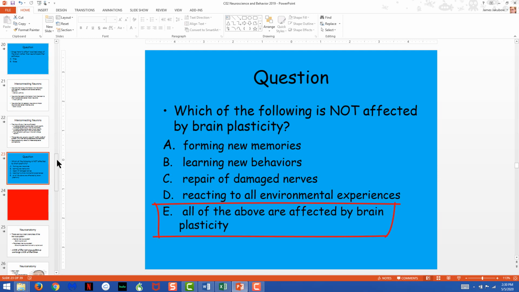So reacting to any and all environmental experiences will include neuroplasticity, because for every experience you have, you are going to learn something new. That may not be obvious right now, but that's going to be a lesson from future chapters.